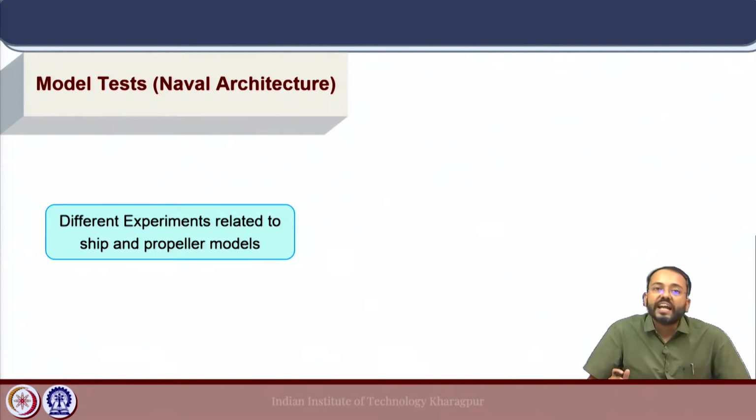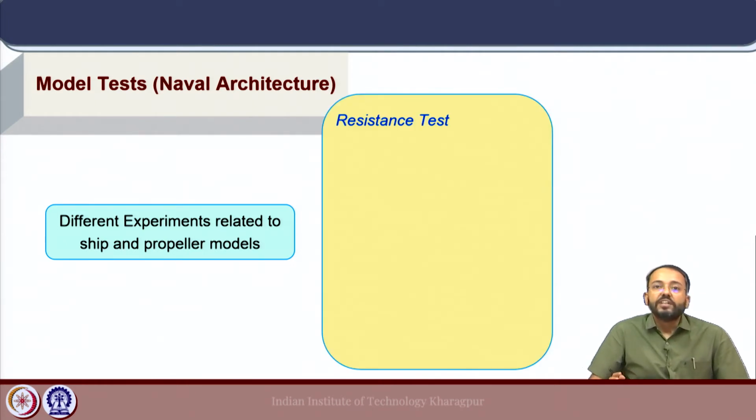So, what are the standard tests that are involved in naval architecture? We have seen the three basic tests we have discussed earlier. In addition to that, we will also have some other tests to evaluate both the performance as well as flow characteristics of the ship and propeller models. So, the first one, we have the standard resistance test where we measure the resistance of the model ship.